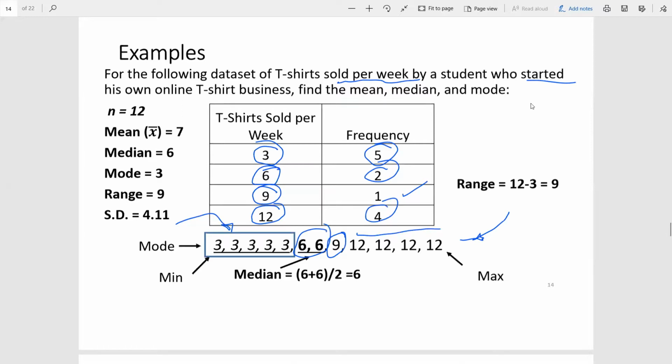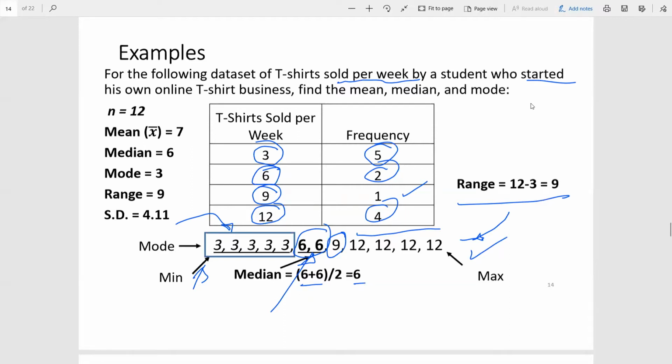So let's look at this data. The first thing you can do is find that the 2 center numbers are 6. So the median is going to be 6 plus 6 divided by 2 equals 6. It's pretty obvious that the maximum is 12 and the minimum is 3. So the range is 12 minus 3 equals 9.